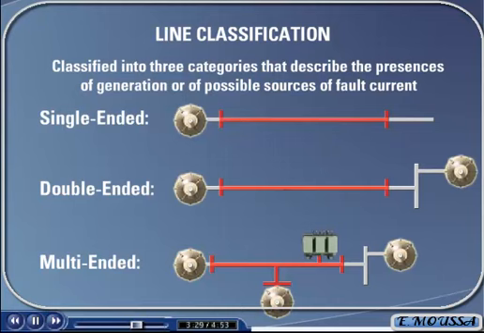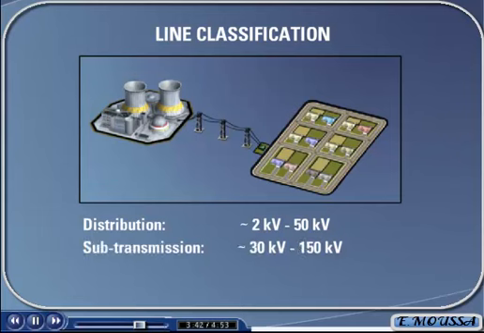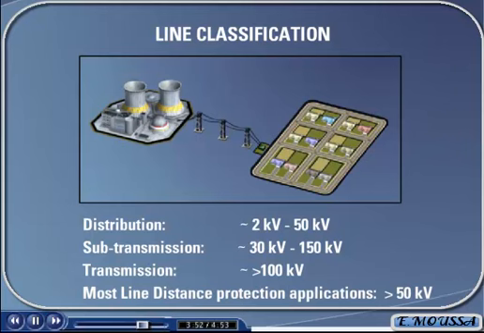The voltages that are used for transmission of power over transmission lines are split into three categories. These are distribution levels, which are in the range of 2 kilovolts to 50 kilovolts, sub-transmission levels, which are in the range of 30 kilovolts to 150 kilovolts, and transmission levels which are greater than 100 kilovolts. Most applications that use distance protection are 50 kilovolts or greater.